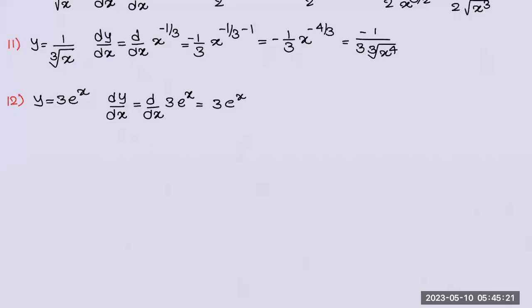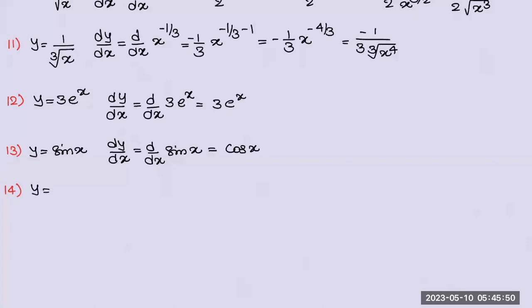Okay. Now 13. Now trigonometric functions we are getting. y is equal to sin x. Good. dy by dx is what? d by dx of sin x. That must be equal to what, tell me? Cos x. It's a formula actually.